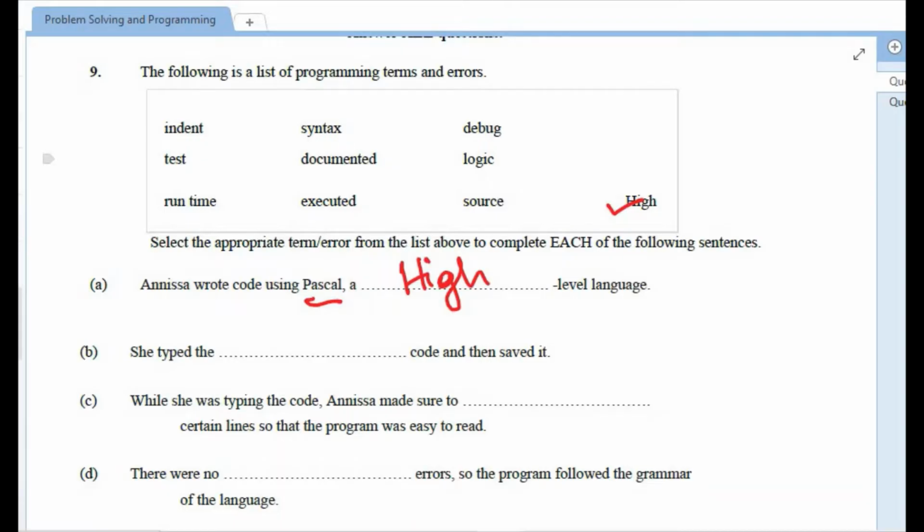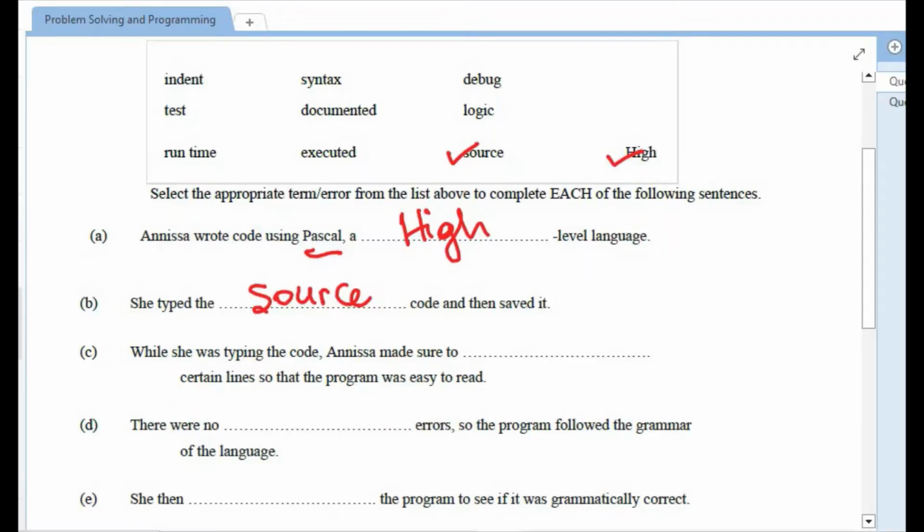B says she typed the dash code and then saved it. What type of code is presented in Pascal? This is normally referred to as the source code. C, while she is typing the code, Anissa made sure to dash certain lines so that the program was easy to read. And this is an example of the type of term that was used to make adjustment to it. So this would be referred to as the indent. So she would have indented certain lines so that she can read it properly.